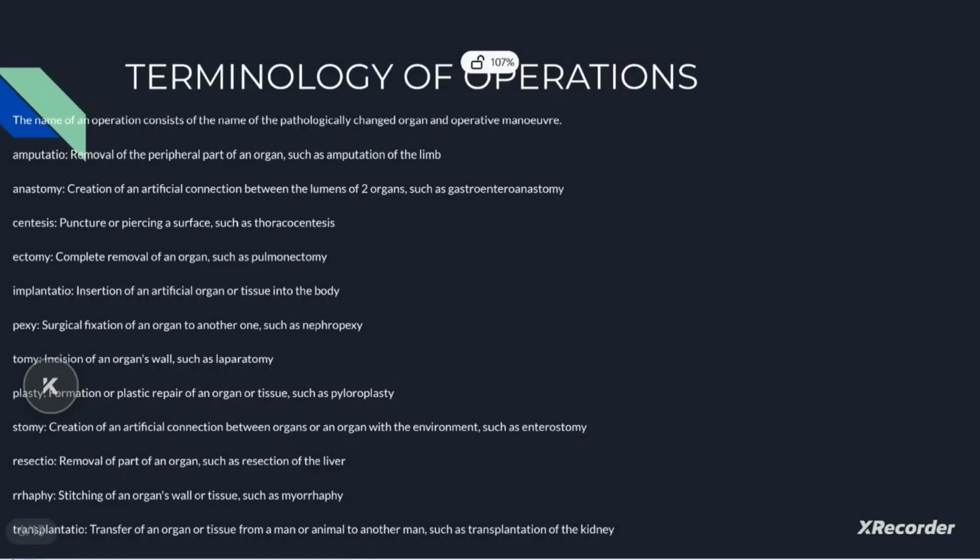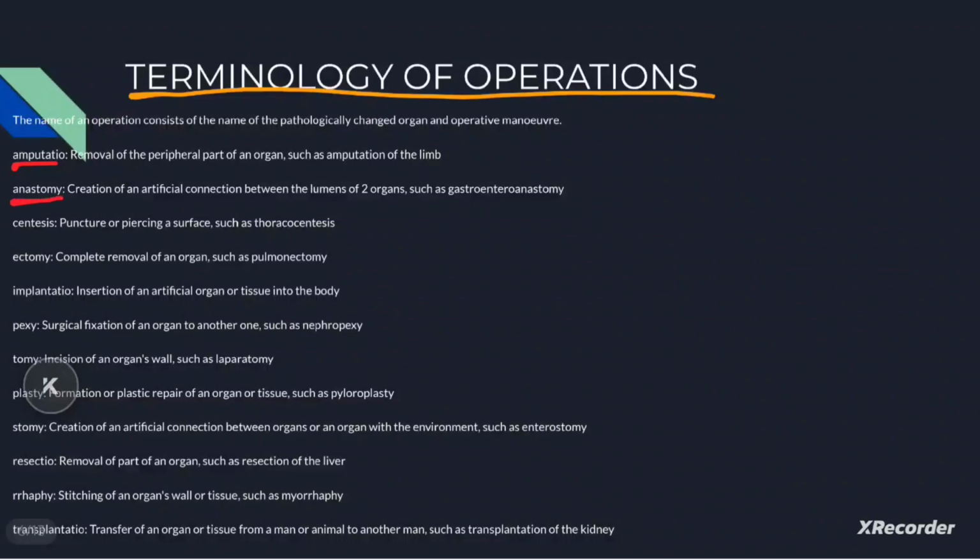Now next is the main terminology of the operations. How it is called, how it is termed. Now, we say amputation. What does it mean? Amputation means removal of the peripheral part of an organ, such as amputation of the limbs. We usually say that the patient's limb, lower limb or upper limb, was amputated. It means removal of the peripheral part of the organ.